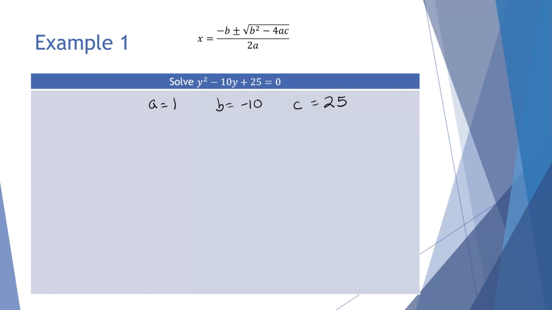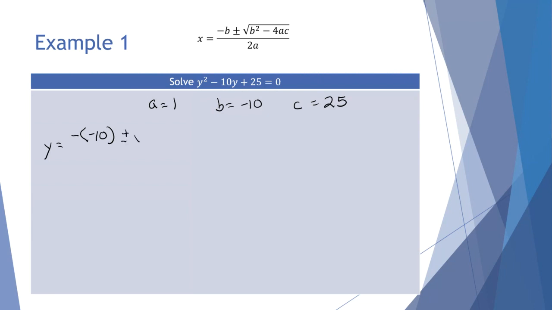The quadratic formula starts with x equals, but our variable is y, so we're going to have y equals. And so we have negative b. So I have my negative, and then b is -10. I'm going to put parentheses around that. Whenever I have negatives and I'm plugging them in, I always put parentheses.